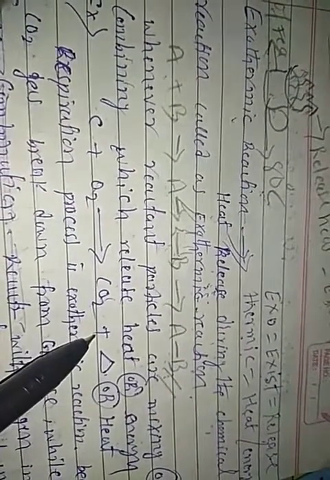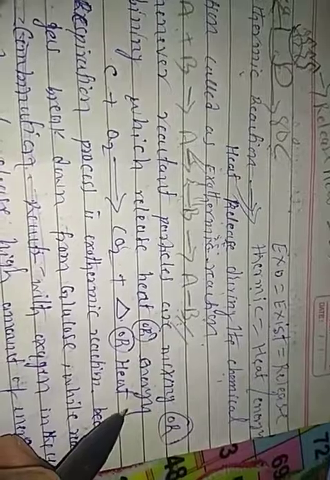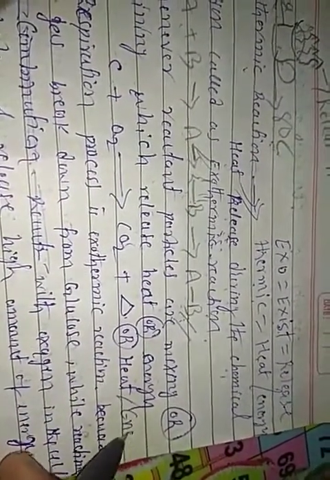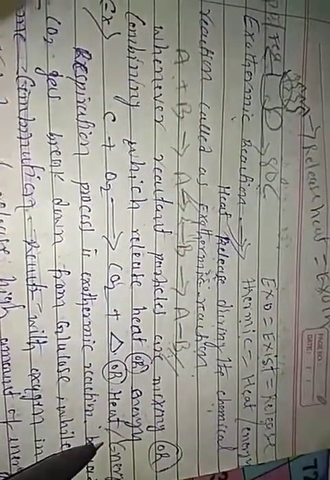Whenever exothermic reactions are mentioned, how do we determine an exothermic reaction? Because in an exothermic reaction, reactants are converted to products. After the product, they have to mention this delta sign or heat sign or energy, or they will write energy here. So that is what we consider an exothermic reaction.